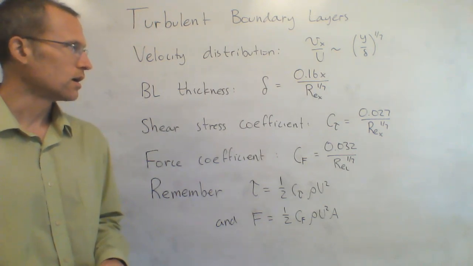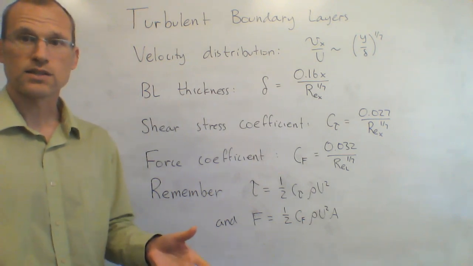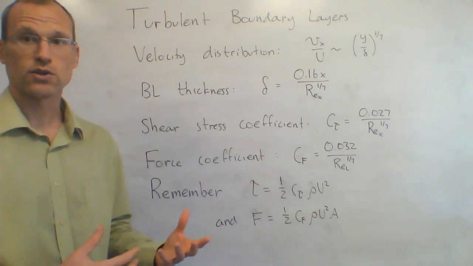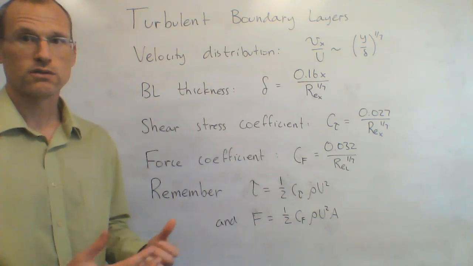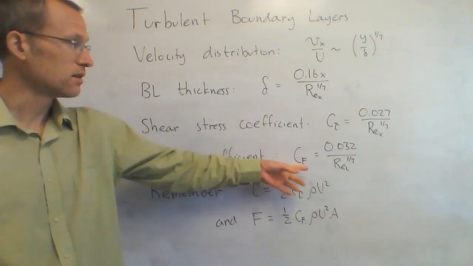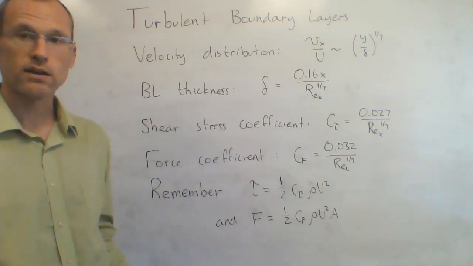So in this case, find the Reynolds number. That's the first thing you want to do anyway, because that tells you whether it's laminar or turbulent. So you basically need to do that first. Once you have that number, stick it in the equation for C tau. Then at that point you can find tau or F using the same equations we had from before.